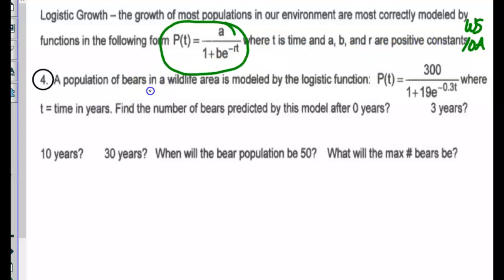It says the population of bears in a wildlife area is modeled by this, where T is time in years. If you have a contained area and you have a population of something, does everyone understand that there's probably a limit to what that area can sustain or provide enough food? Yeah. Okay, there's a limit.